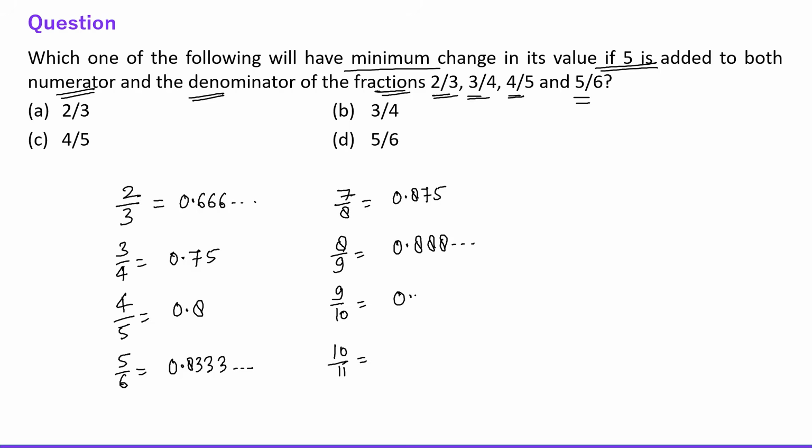9 by 10 is what? 9 by 10 is 0.90. And 10 by 11 is what? 10 by 11 is 0.909090 and so on. So here we need to find the minimum change. So this is 0.66 and this is 0.87.